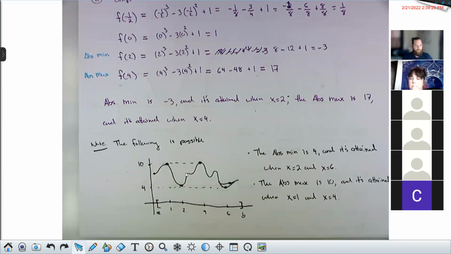And you notice there's also lots of local extrema in here. There's a local max here, a local min here, a local max here, which would be separate objects. But in 4.1, the goal is really just to search for absolute mins and absolute maxes.